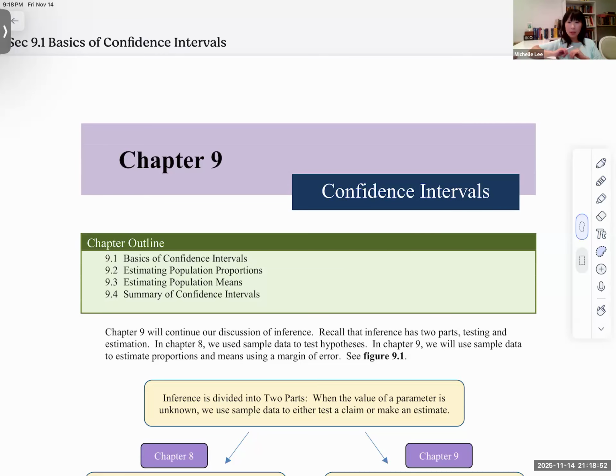Okay, it's chapter 9. Yeah, we have chapter 9 and chapter 10 almost done. Okay, hanging there. All right.